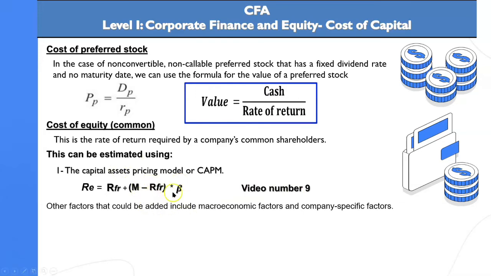Also, after we get the cost of equity using this capital asset pricing model, we add some macroeconomic factor like inflation, that is specific to certain countries, the risk of, for example, legal risk or whatever type of risk. We keep adding it to the cost of equity. There are also factors that are specific to our company.